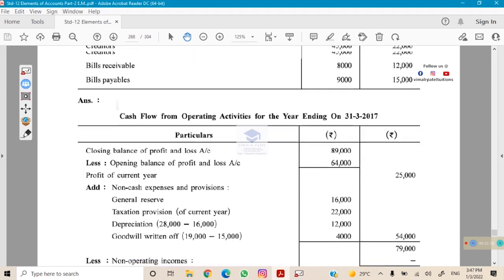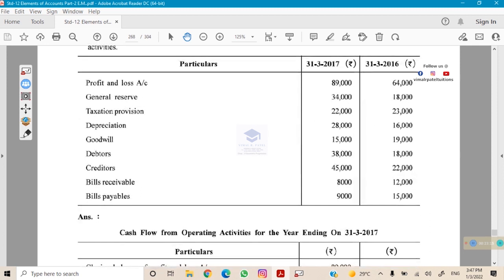See, if it is given in this way: profit and loss account, closing balance, opening balance, general reserve, taxation provision, depreciation, goodwill, debtors, creditor, bills payable, opening balance and closing balance are given. Okay, then how can cash flow from operating activities be found out?